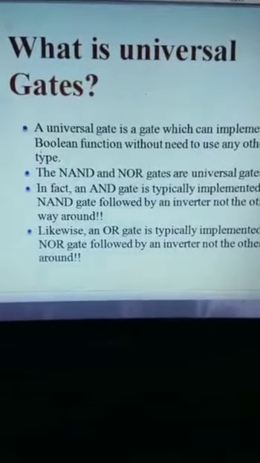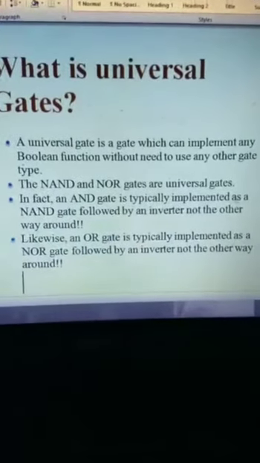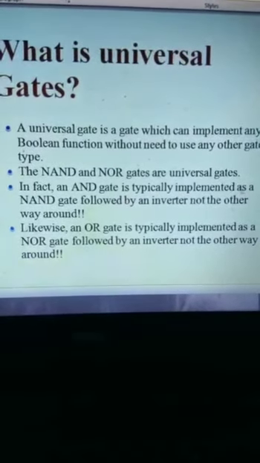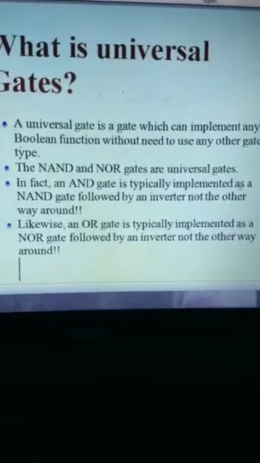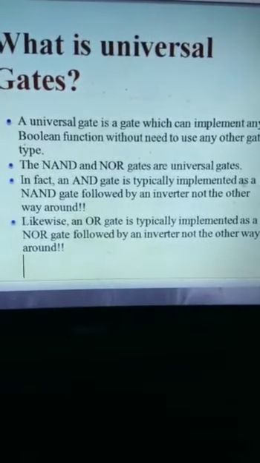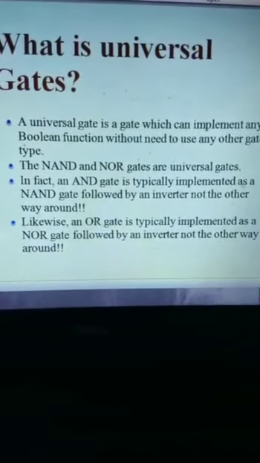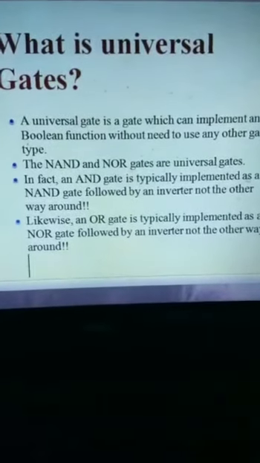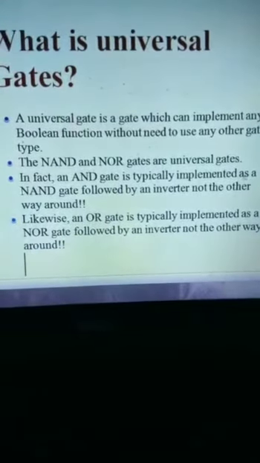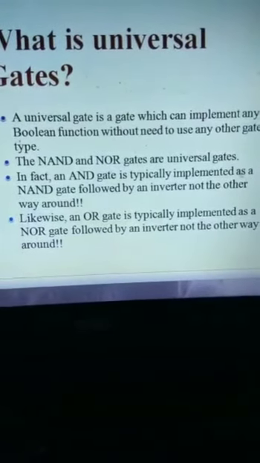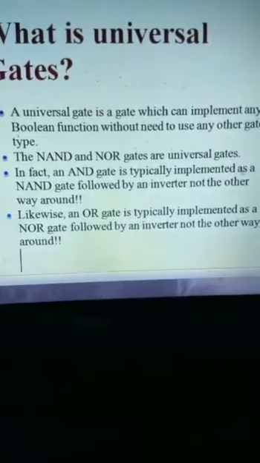First we try to understand what a universal gate is. Universal gates are the gates through which we can implement any other Boolean expression. If you implement any Boolean expression using these gates, then they are called universal gates. Using NAND and NOR gates, we can implement any Boolean expression. That's why NAND and NOR gates are called universal gates.